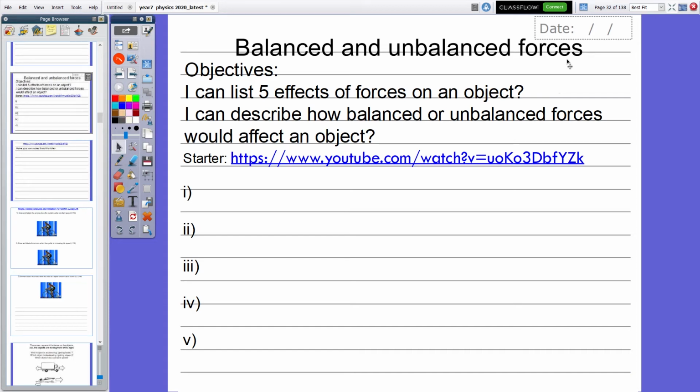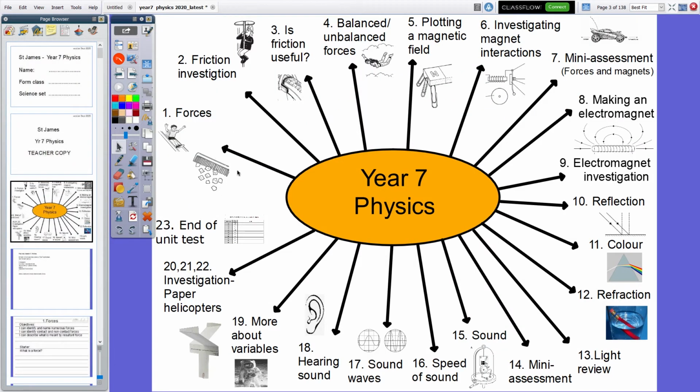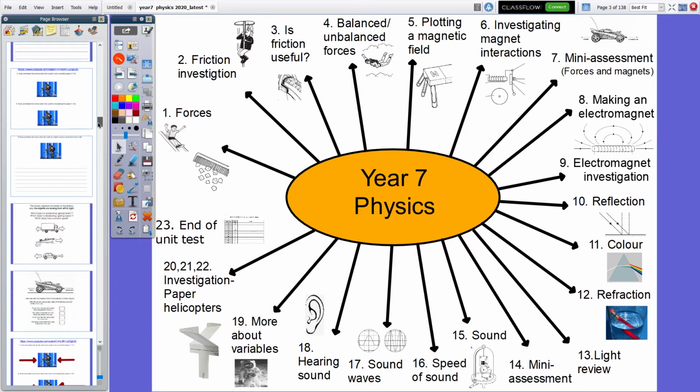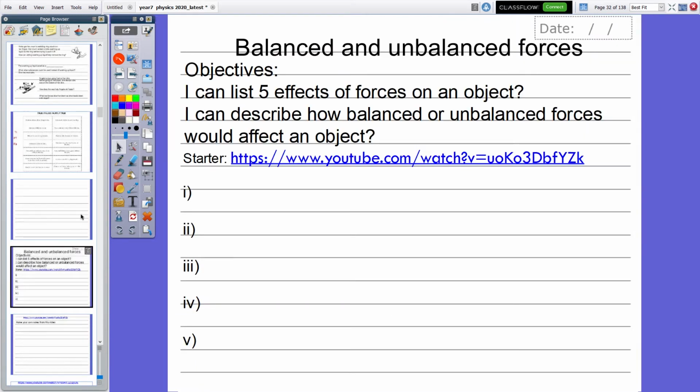Okay, welcome to this lesson on balanced and unbalanced forces. So we are moving into the topic now. We've got forces, is friction useful, and here we are, balanced and unbalanced forces. So the last lesson really on forces, and some interesting conceptual ideas that we need to get on top of here. So in this lesson, what will we do?